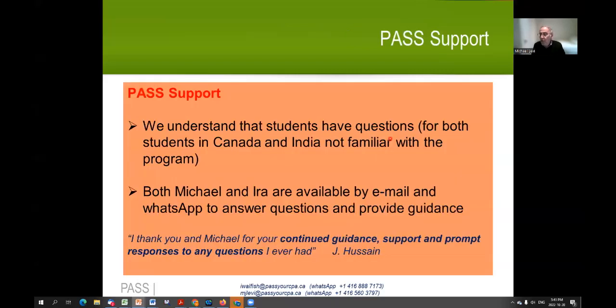At the end of the day, we really do try to provide support. We understand that students have questions, whether they're in India or they're in Canada, makes no difference. They're not familiar with the Canadian program. We're always available to answer any questions you have before you register, as well as any questions you have once you're registered and you begin the program. You may have questions on the technical, you may have questions on case writing. We pride ourselves on being available.